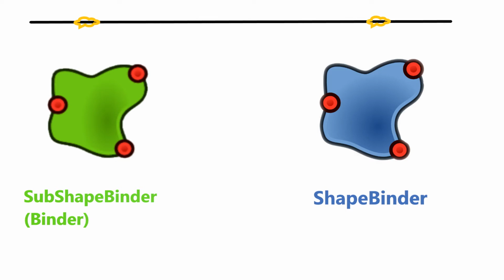You probably have seen in FreeCAD we have the Shapebinder and Subshapebinder tools. In this video, I'm going to talk about similarities and differences between these two tools and how and where to use them effectively in your CAD model. I will be referring to Subshapebinder as binder going forward in this video.